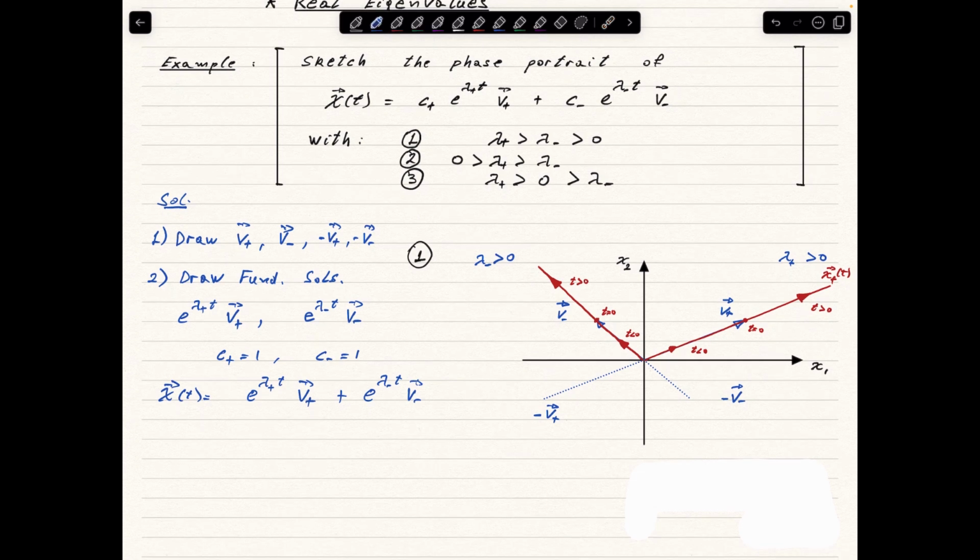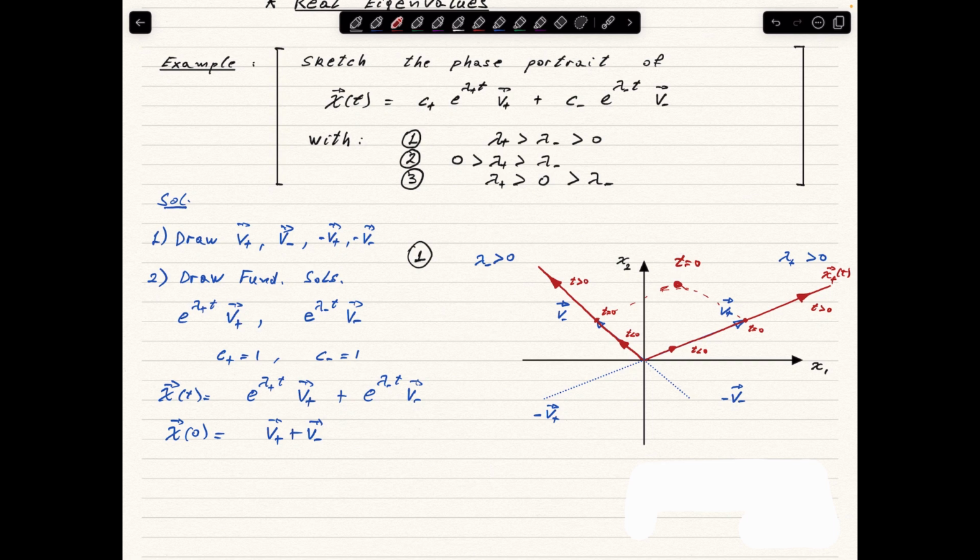Let's plot this solution at t equals 0. So what is this solution at 0? Well, the two exponentials are going to be 1. And we are going to have v plus plus v minus. So here v plus is, and the addition is more or less over there. So this is going to be the endpoint of the solution vector. This is the solution vector, and this is t equals 0 now.